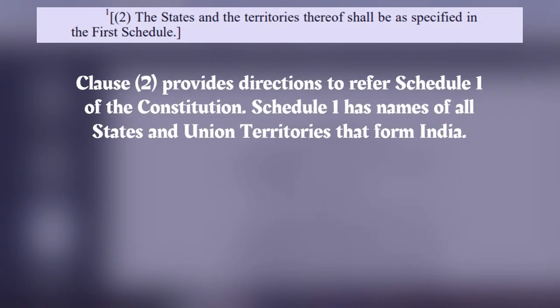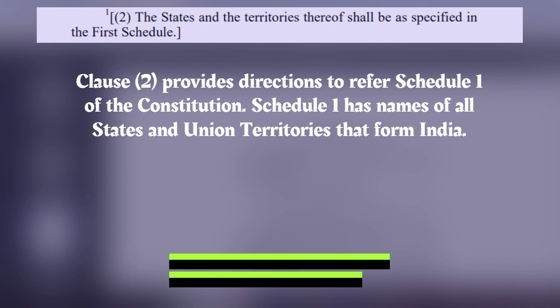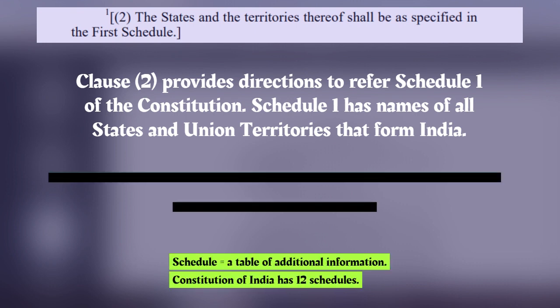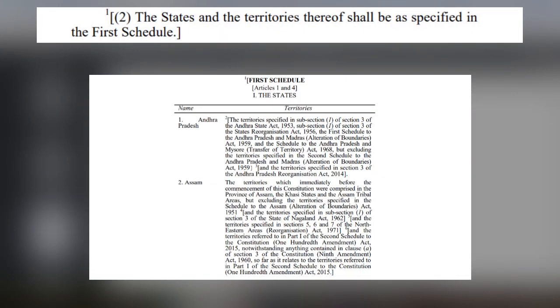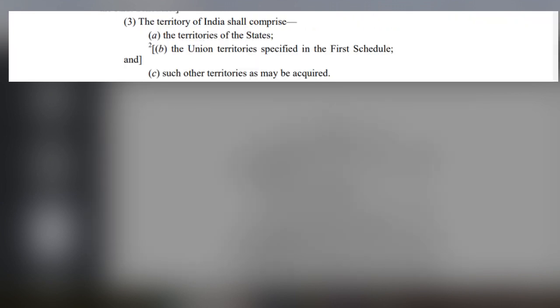Clause 2 provides information on Schedule 1 of the Constitution. Schedule 1 was added to the Constitution through the 7th Amendment in 1956. It contains the names of all states and union territories that form India.